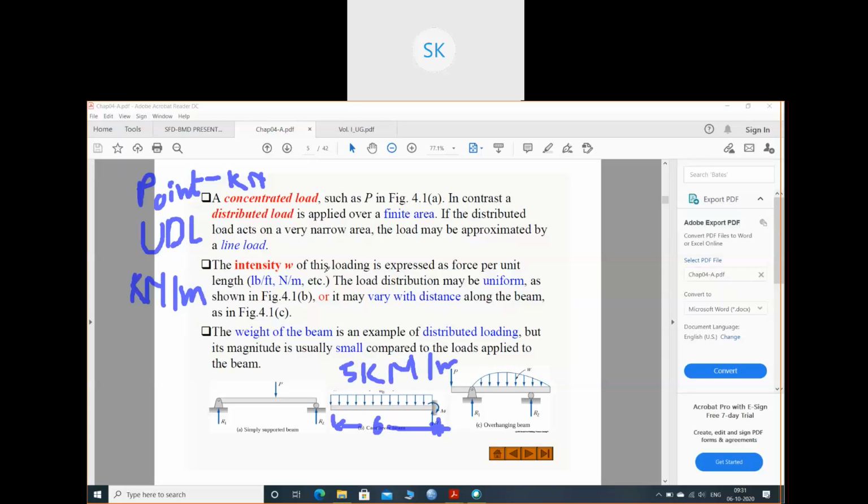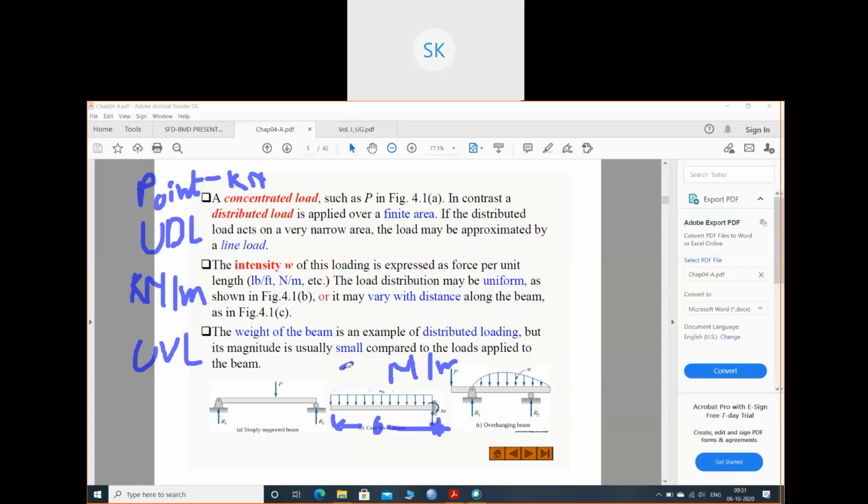Okay, and intensity, see, Newton per meter, kilonewton per meter. The weight of the beam is an example of distributed loading, but its magnitude is usually small compared to the load applied to the beam. So in this analysis of shear force and bending moment, we don't assume the weight of the beam. Okay, so we got point load, UDL, and there will be one more load, UVL, uniformly varying load. It will be like this.